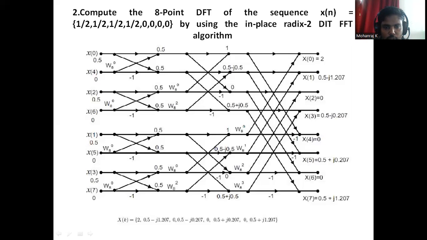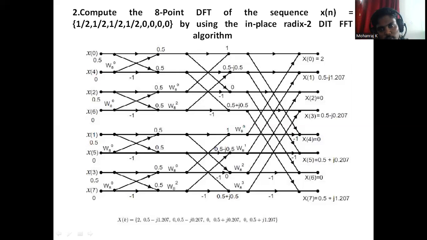But in this one, we add 0.5 minus 0.5 minus 0.5. So 0.5 minus 0.5 equals 0. Just addition only. Next we need that value here, 0.5. So 0.5 times minus j times minus 1, so minus 1 times minus j gives plus j, plus j times 0.5, 0.5j. So we get the answer 0.5 plus j0.5 there.